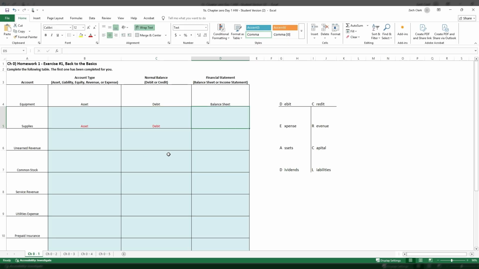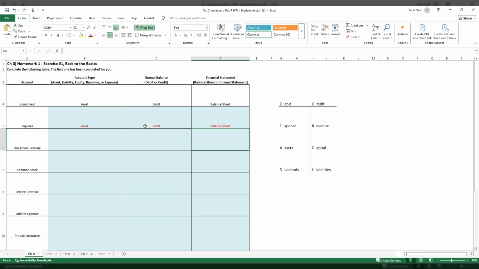Again, we could look at assets, and debits are right above that. So we know it has a normal debit balance, or another way to say that is it increases with the debit. And remember the balance sheet, let's start with the income statement. The income statement is going to include revenues and expenses, right? Revenues minus expenses equal net income. And the balance sheet is going to include assets, liabilities, and equity accounts. And since we've got an asset here, we'll go balance sheet.